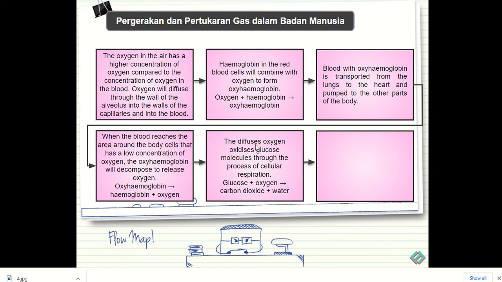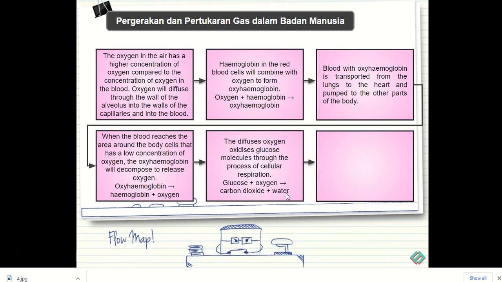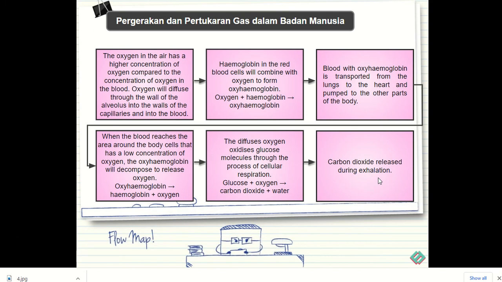So dekat sini, the diffused oxygen oxidize glucose molecules through the process of cellular respiration. So that ini respirasi cell dalam tu, because we have glucose and then we have oxygen, and then kita boleh buat respiration. So what is the cellular respiration ataupun respirasi cell tu tadi? Glucose plus oxygen, okay, and then to produce energy, ATP, okay, carbon dioxide and water. So water vapor lah. Then carbon dioxide released during exhalation. Ini tadilah saya kata, dah habis gunakan semua, mesti keluarkan daripada our body through the process exhalation. Sebab kalau tak, nanti dia akan toxic dalam badan.